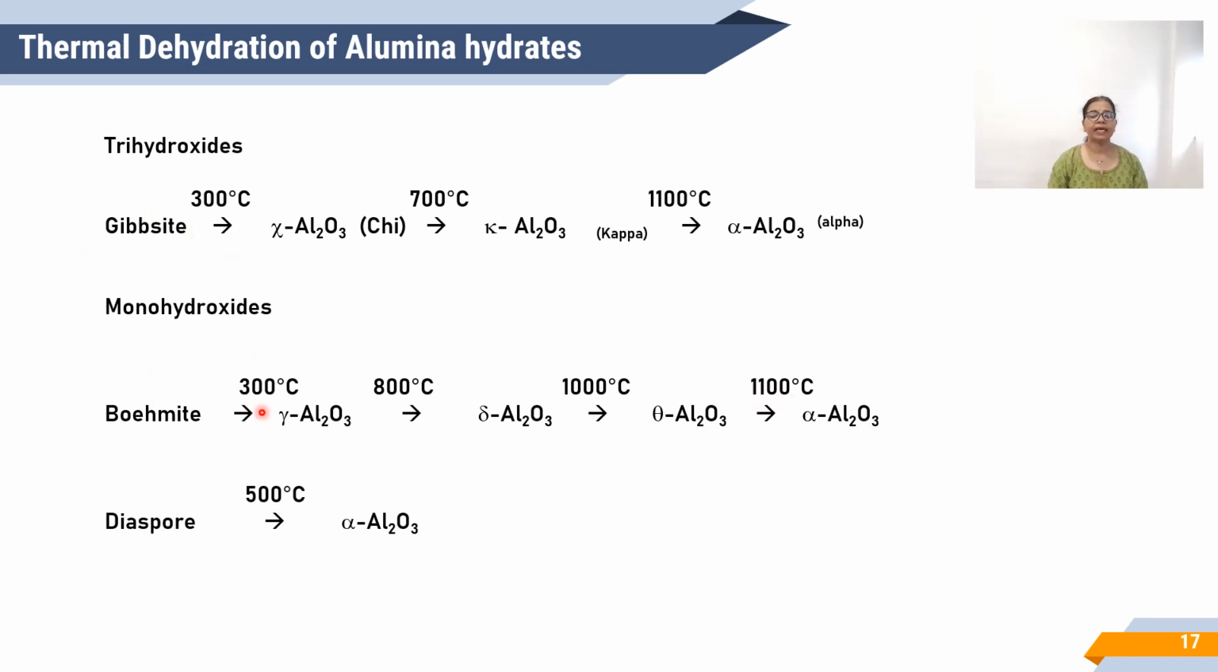So both the gibbsite and the boehmite need 1100 degrees centigrade to give alpha alumina. But diaspore at 500 degrees centigrade only gives alpha alumina. So this is the complete thermal dehydration of aluminum hydroxide.